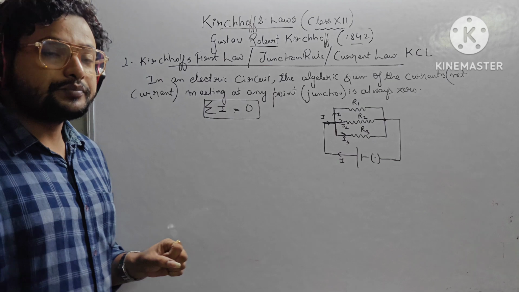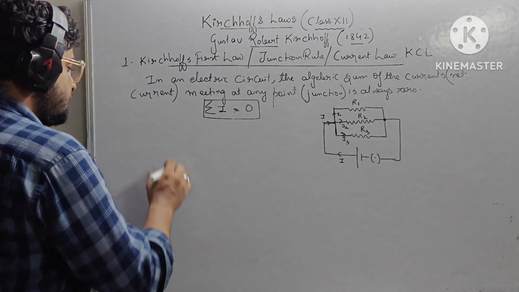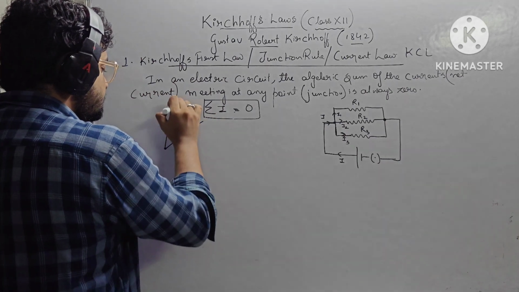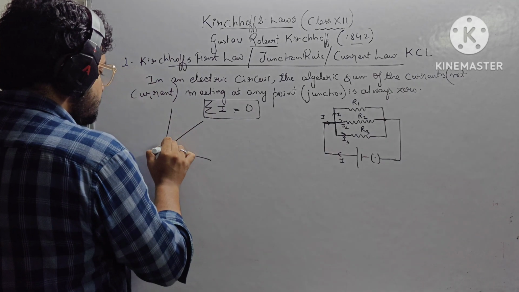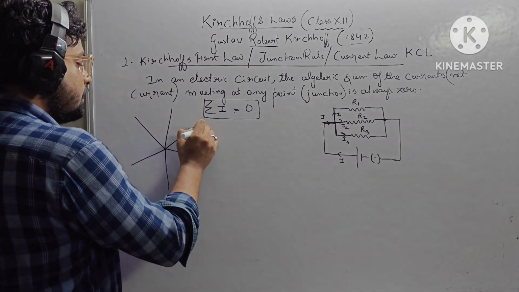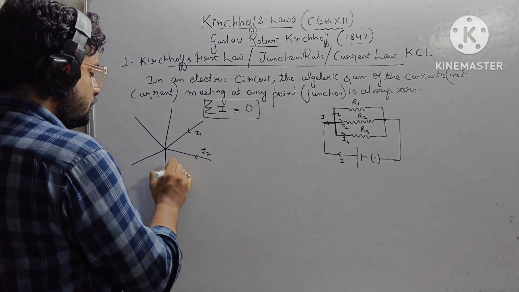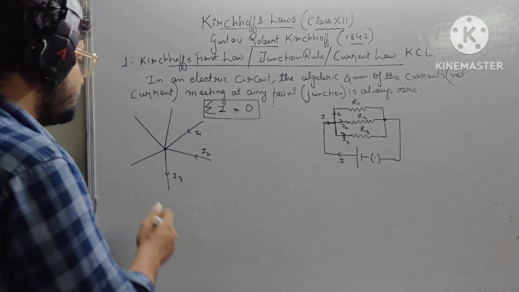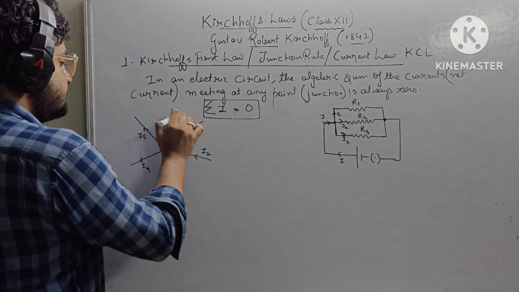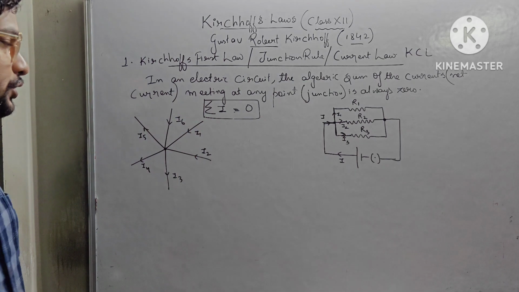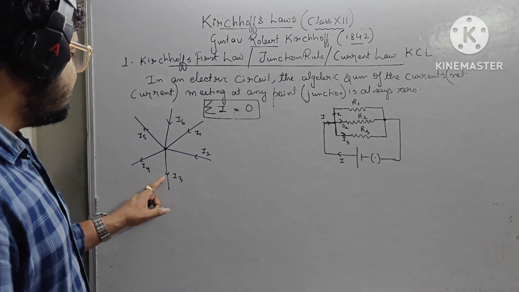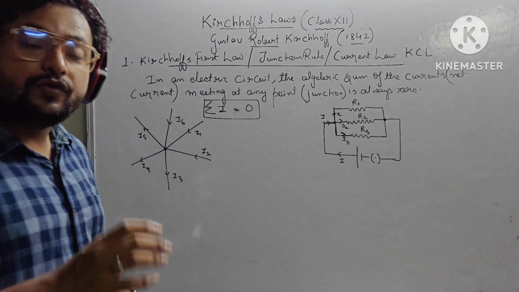Now Kirchhoff says that if you get any junction, suppose we have a junction over here, and these are the wires coming out from the junction. Suppose I1, I2 are coming in, I3 is going out, I4 is going out, I5 is going out, I6 is coming in. So I1, I2, I6, these three currents are flowing into the junction, and I3, I4, I5, these three currents are flowing out of the junction.